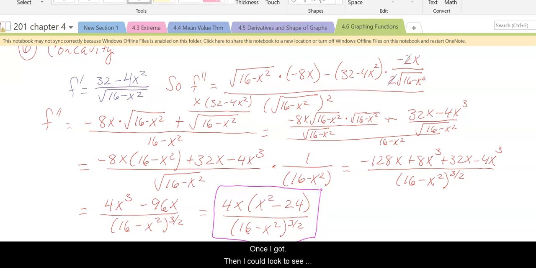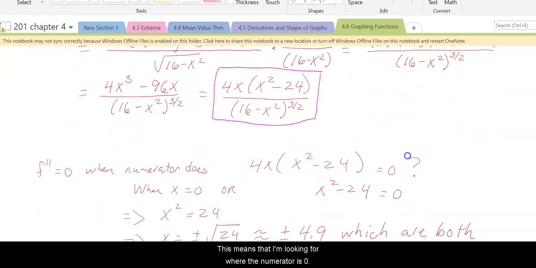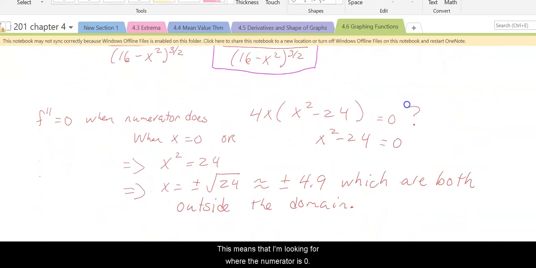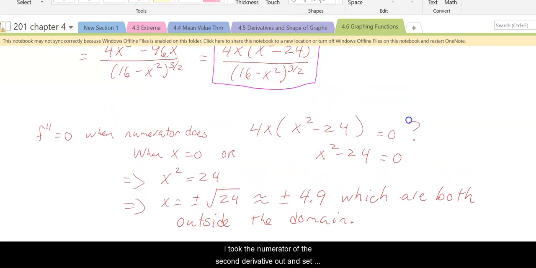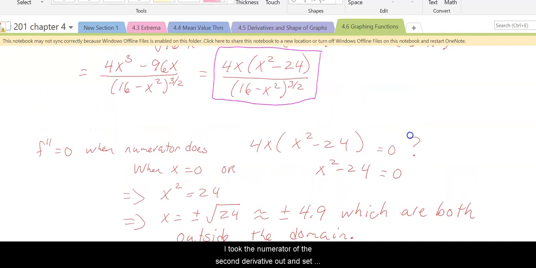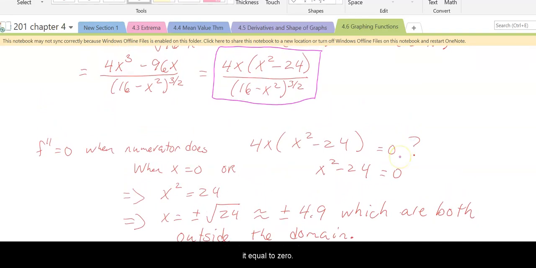Once I got that, then I could look to see where the second derivative changes sign. When it changes sign, we have an inflection point on the graph. In order for it to change sign, it has to have a 0 in between. This means that I'm looking for where the numerator is 0. I took the numerator of the second derivative out and set it equal to 0.